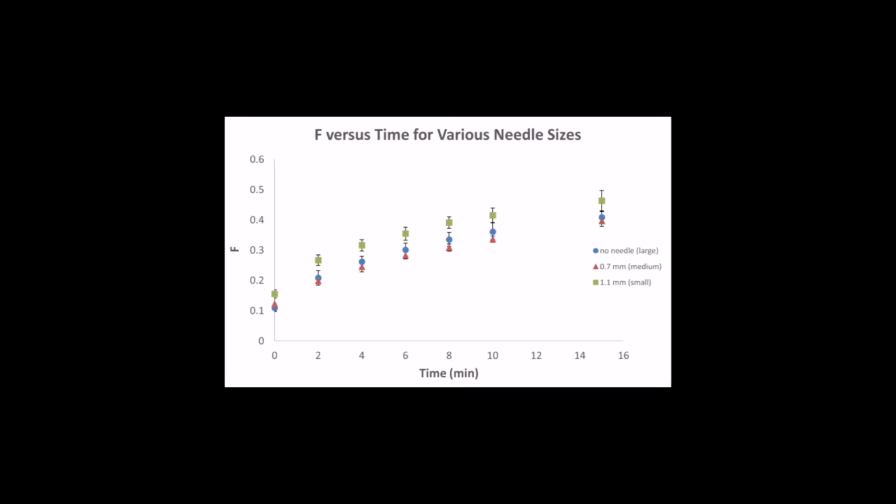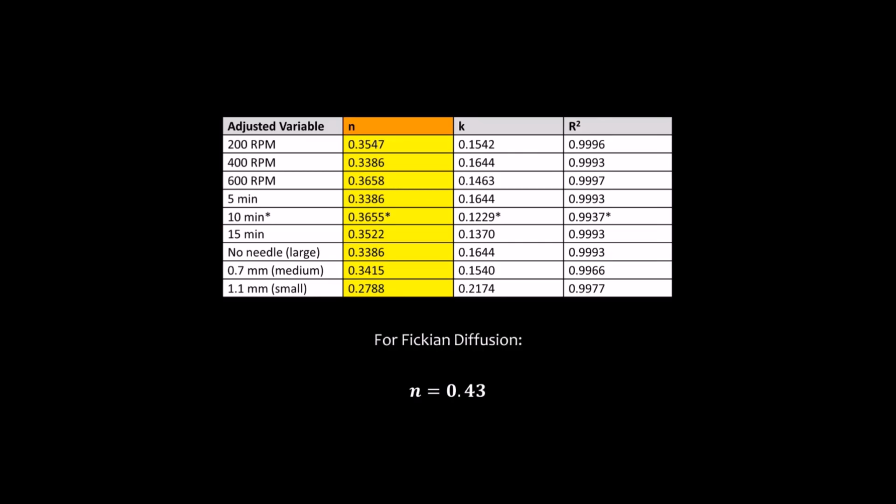When different sized beads were examined, the smallest beads had the highest F at a given time, followed by the largest beads and then the median beads. Again, tartrazine contamination was believed to have influenced these results. The n values for all trials were well below 0.43, the number which indicates Fickian diffusion. The reason for this is unclear.